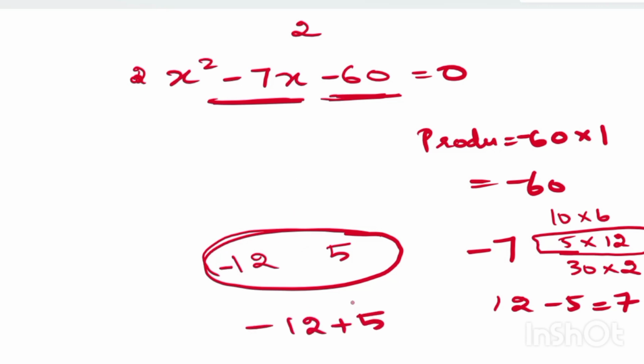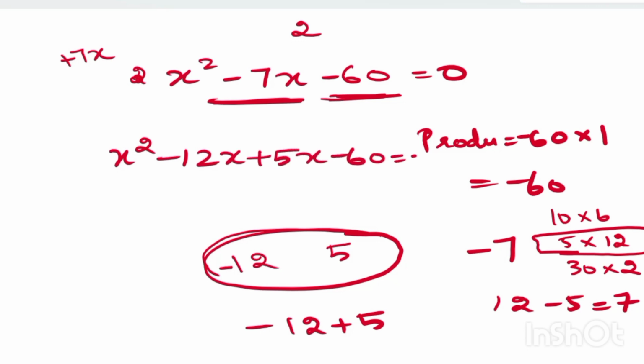What is minus 12 plus 5? It's minus 7. In case you had plus 7x here, since there is plus 7x, you are supposed to put the negative sign on the smaller number, so 12 minus 5 will become 7. But here, since it's minus 7, the two numbers you are going to take are minus 12 and 5. So further on expanding, minus 12x plus 5x minus 60 is equal to 0.